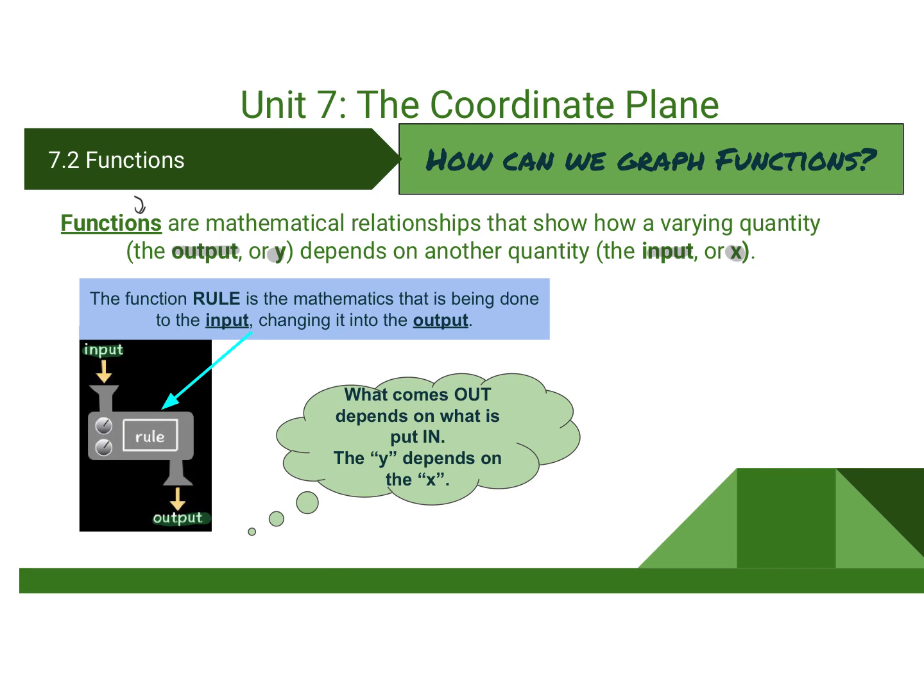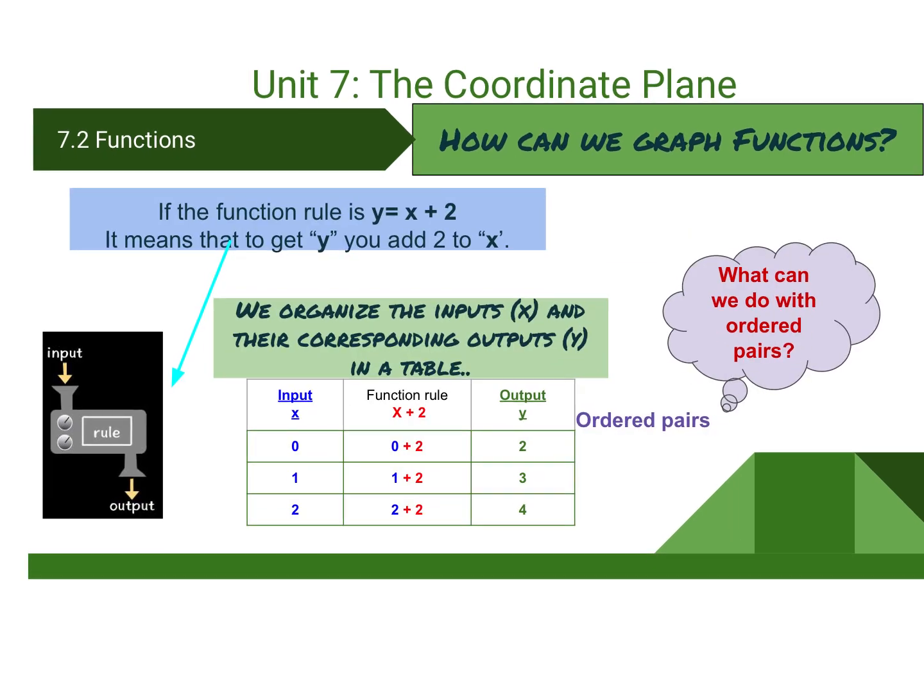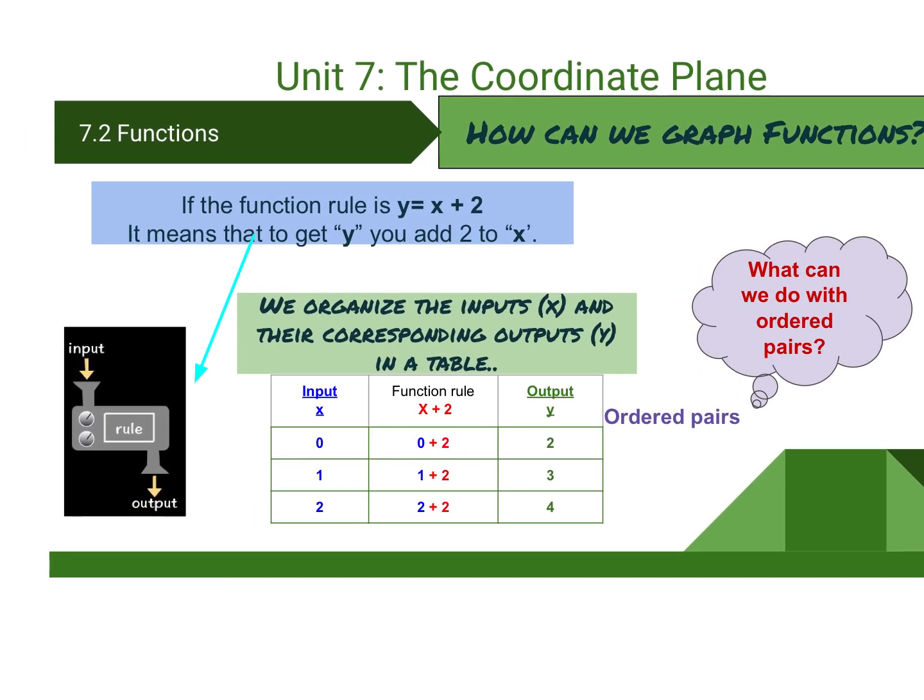Let's practice that. For example here, if our rule is x plus 2, we're going to put our input in of 0. 0 plus 2 gives me 2. So my first ordered pair would be 0, 2. This would be what I'm graphing on my coordinate plane.